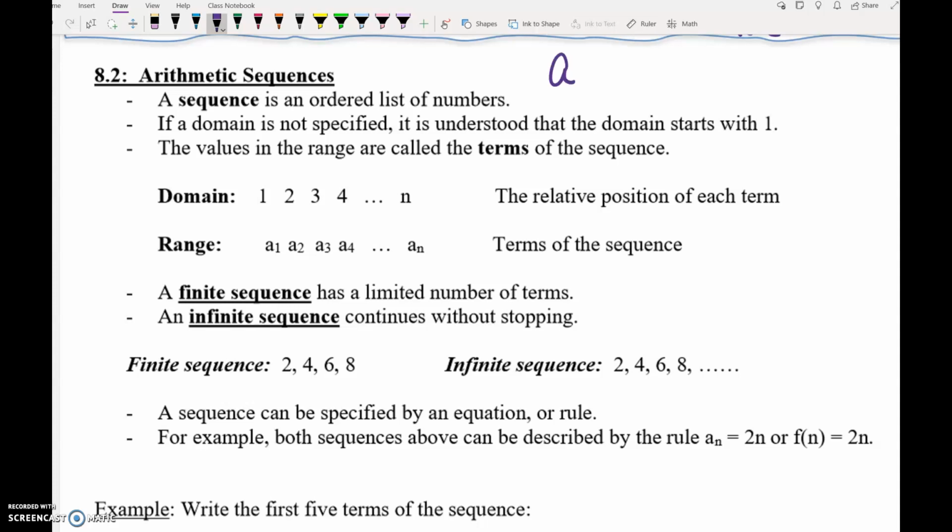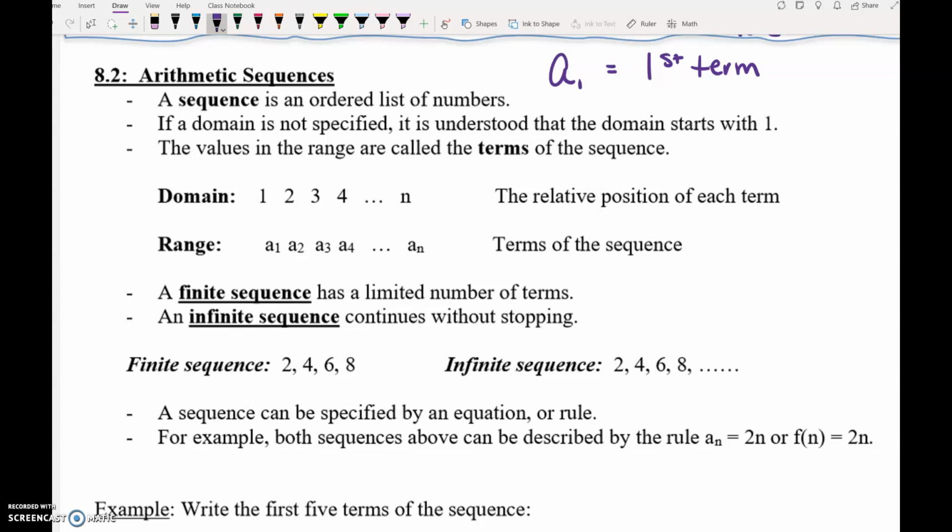So A sub 1 is something you're going to see a lot. That means the first term. A sub 4 means the fourth term. A sub 22 means the 22nd term.